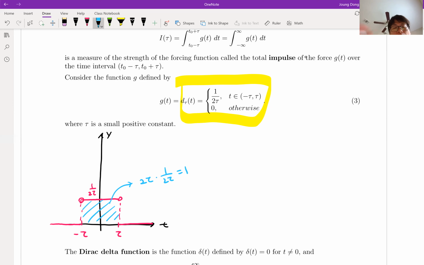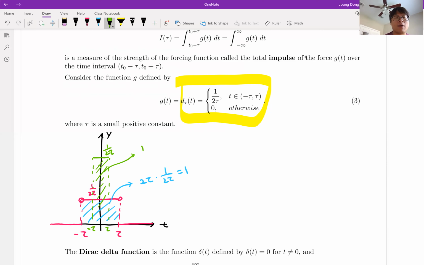But what's interesting is that even if tau is really big, or this tau is getting smaller, smaller, smaller, then the height will be getting higher and higher. Even with a different tau value, the height is still 1 over 2 tau, and the area is still 1, right?